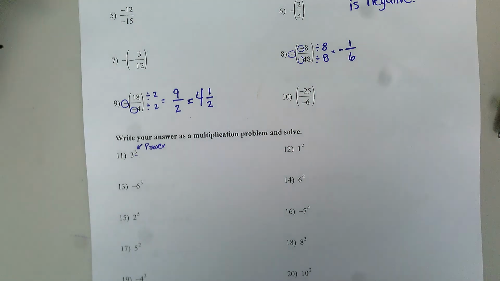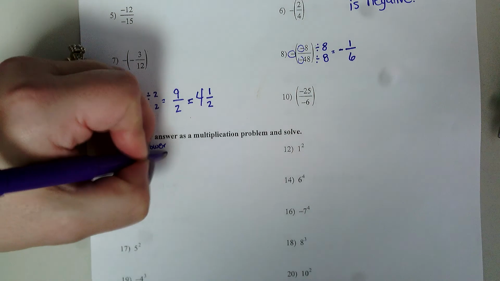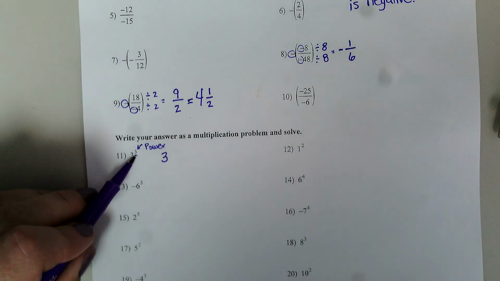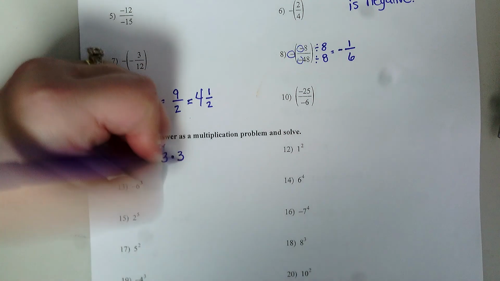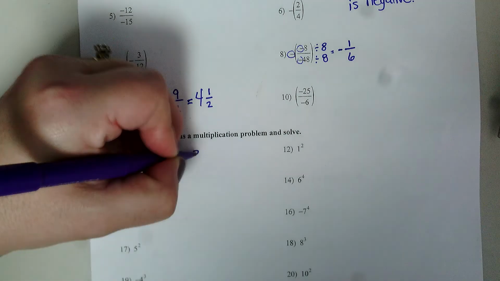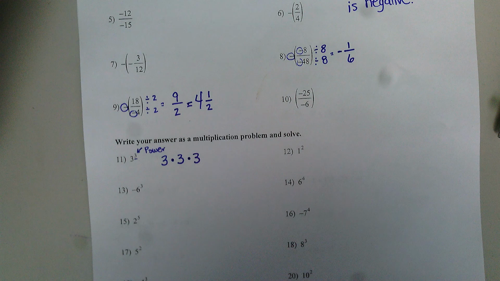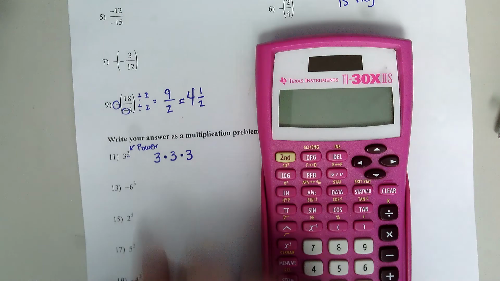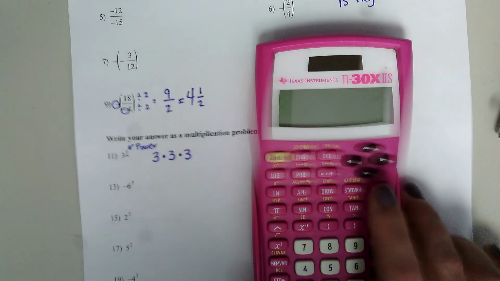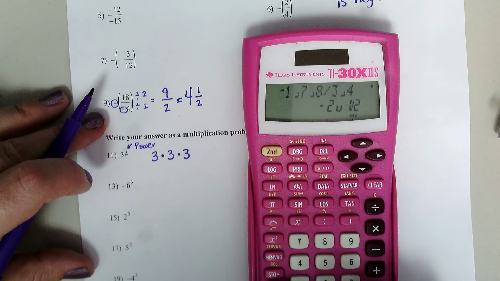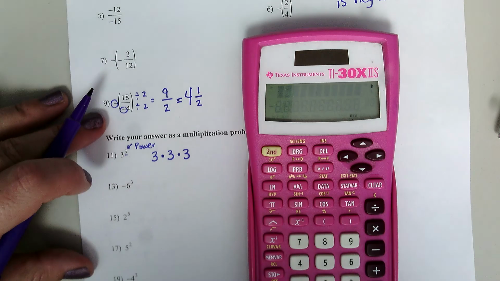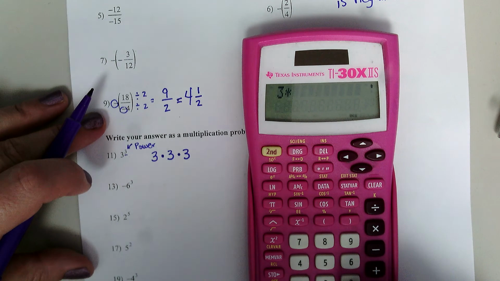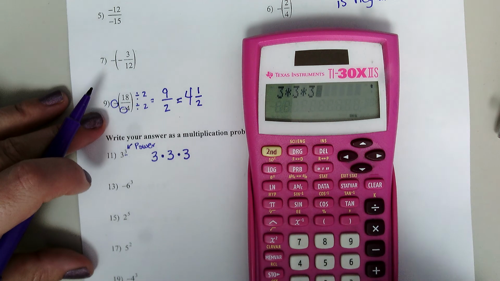So in order to write it in expanded form, I'm going to write 3, and I'm going to write that 3 times. So times 3 times 3. 3 times 3 times 3 is 3 to the 3rd power. Okay, and if I wanted to calculate that, it's not 18. Some people go, oh, there's 3 3s or 9. You would simply put it in your calculator. You're going to type in 3 times 3 times 3. And that equals 27.